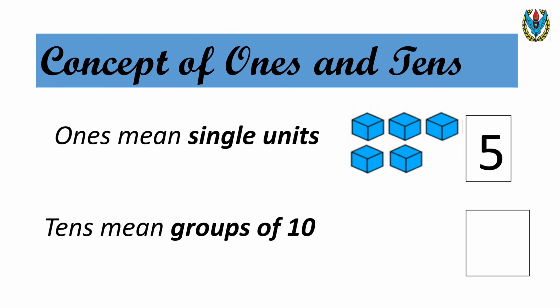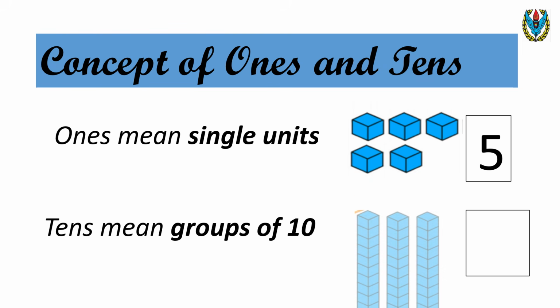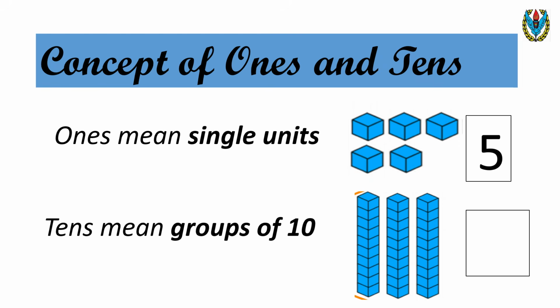Now tens. Tens mean group of 10. When we have 10 collective things, we call it tens. If you have 10 pencils together, we call it tens. In the counting, we have 10, 20, 30, 40, 50, 60, 70, 80, 90. They all are called tens.